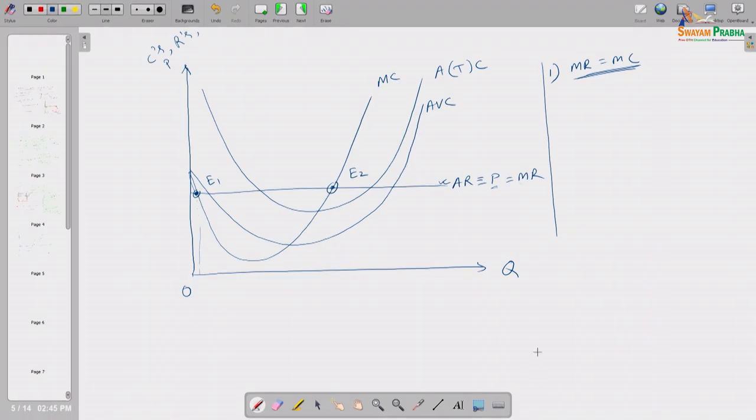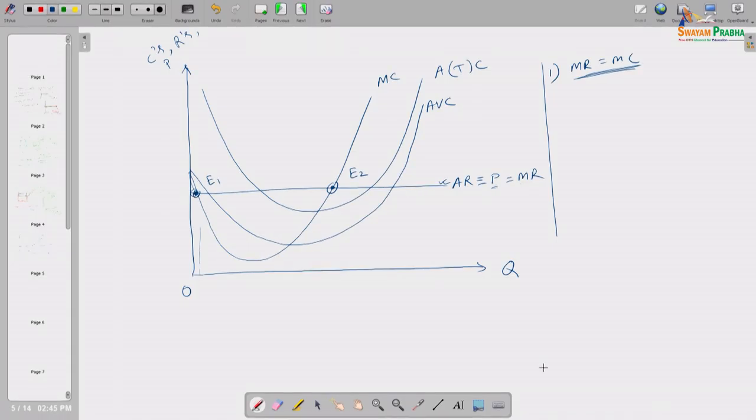Look, the second order condition is satisfied at the E2 point and it is not satisfied at the E1 point. What does the second order condition tell? Let me repeat again, it tells that the slope of the MR line should be lower than the slope of the MC line. At this point, the slope of the MC line is positive, and the slope of the MR line is horizontal, so 0. So at this point the second order condition is satisfied.